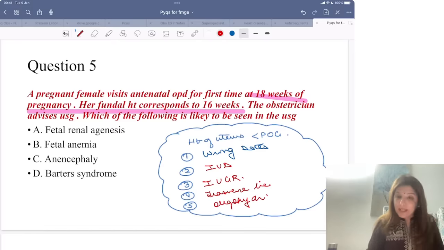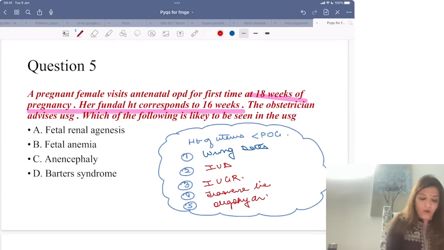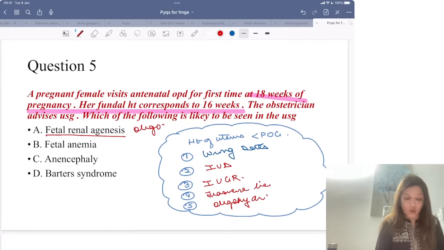Right? Now, in this case, the question is asking you in which of the following conditions you are going to get height of the uterus less. So please remember, fetal renal agenesis leads to oligohydramnios.